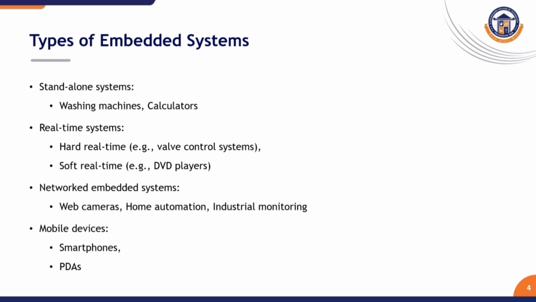The next one is the mobile embedded systems. The mobile embedded systems presently have a huge market, which are portable systems with limited power. So examples: the smartphones and PDAs. So these are the different types of embedded systems which we are using in day-to-day life. Next, we are going to discuss application across various domains.